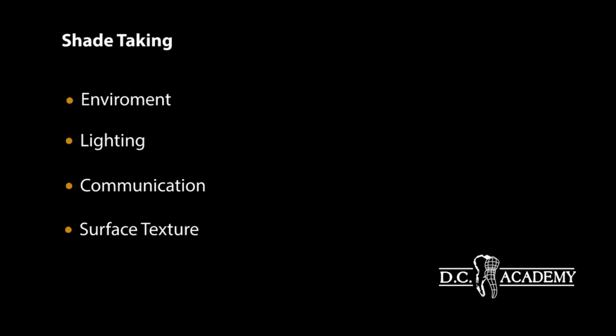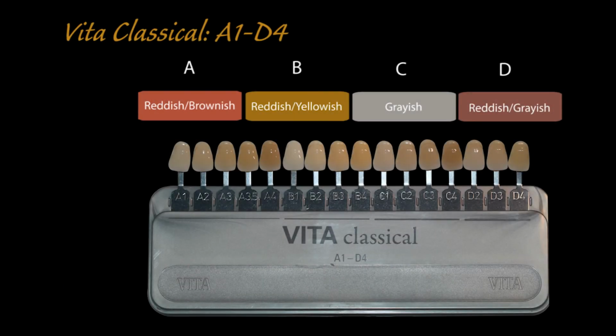Now that you understand some elements of taking the shade, environment, lighting, communication, and some surface texture, now we need to talk about the tool that you're going to use to pick the shade and communicate that back to the laboratory. So the first and very common shade guide, it's been around for many, many years, is the Vita Classical Shade Guide. It comes in shades from A1 to D4, very commonly used. The A's are kind of the reddish brown, the B's are kind of the reddish yellow, the C's are more on that grayish greenish gray, and the D's are more of the reddish gray.